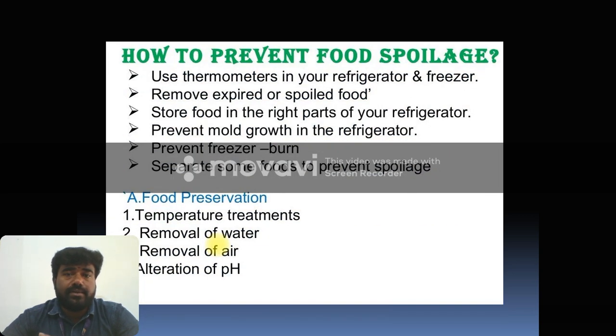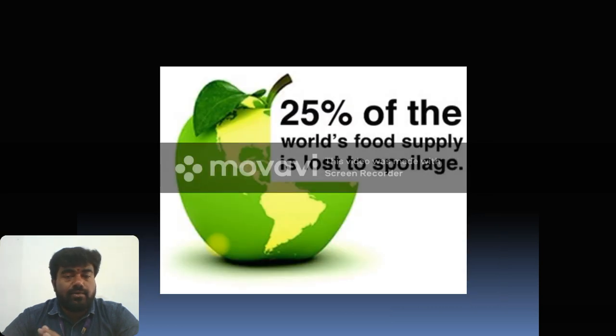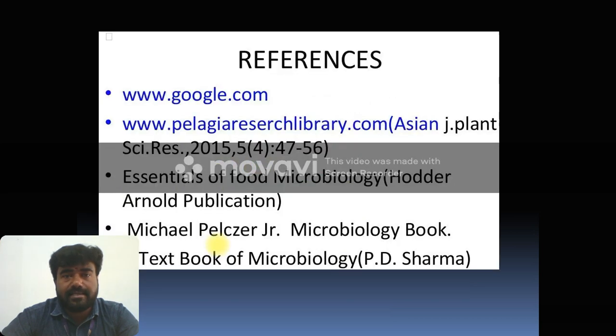Then how to prevent food spoilage? Use a thermometer, use the refrigerator and the freezer. Remove expired or spoiled food. Store food in the right parts of your refrigerator. Then prevent mold growth in the refrigerator. Then food preservation methods: temperature treatment methods are available, then removal of water, removal of air, and altering the pH. Okay, about 25% of the world's food supply is lost to spoilage.